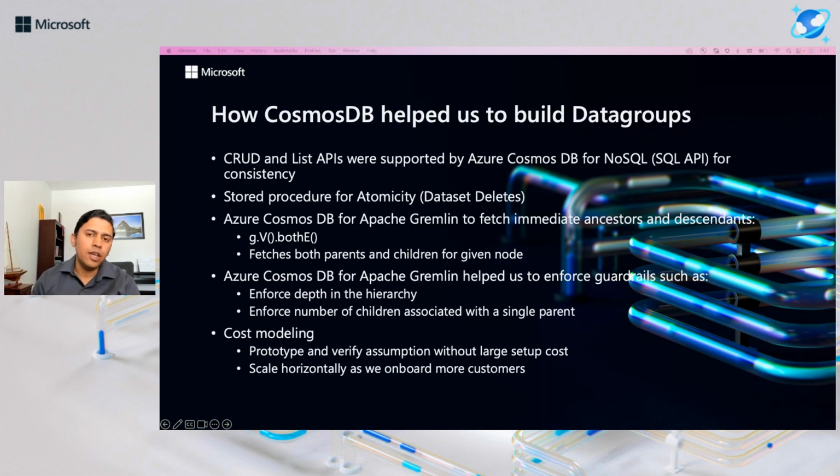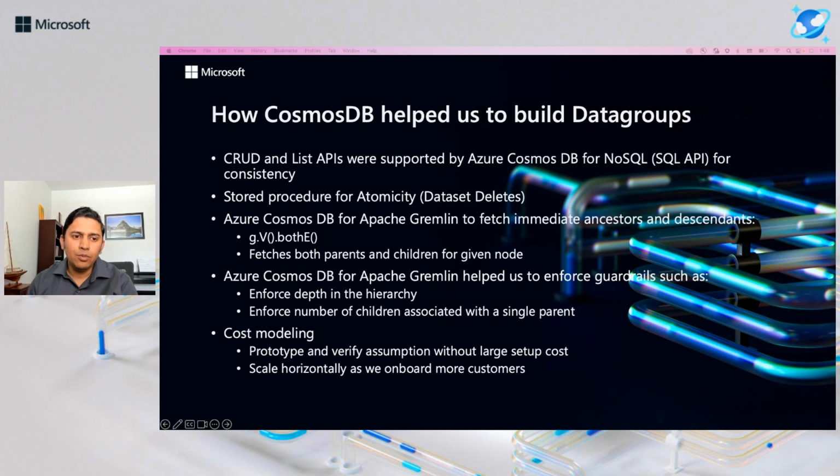If you recall the scenario of dataset delete, where a delete of a single dataset requires atomic update on multiple data groups, we use a stored procedure to perform that operation. So whenever a dataset gets deleted, we'll use a stored procedure to update all of the data groups referring to this deleted dataset.